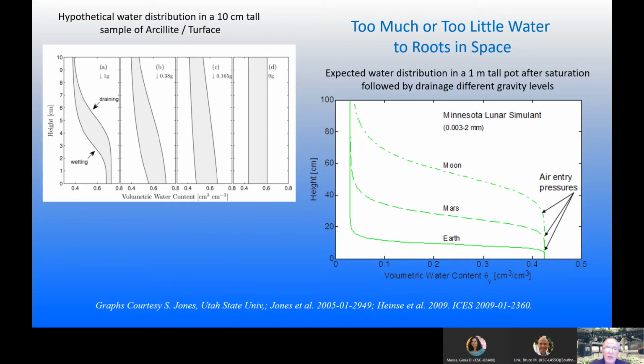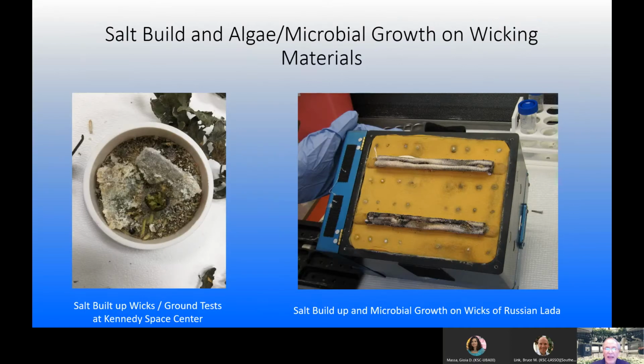I won't talk too much about this. Joy will get into this, but depending on the gravity environment, the amount of water drainage and where you get perched water tables will also be affected. And I mentioned Scott Jones's lab at Utah State has done a lot of modeling on that. So you have to think about this. Depending on the setting and the gravity, this is going to affect the water drainage if you have a solid media, say a potting media. And there are some other issues that you have to think about when you get into space in terms of evaporation. I won't say much about this because I know Joy is going to address that.